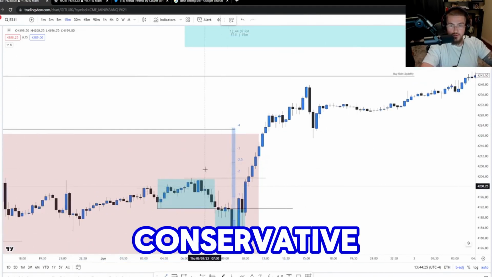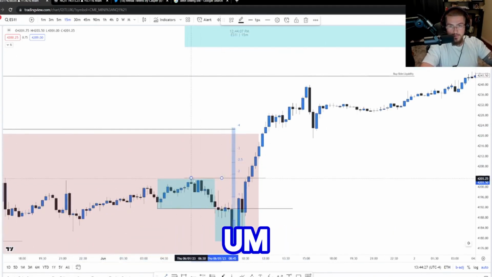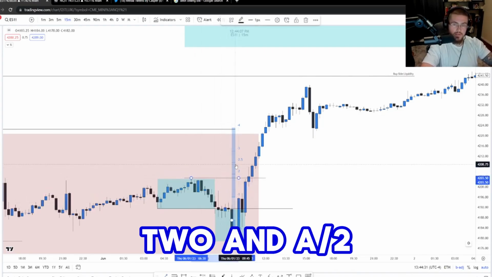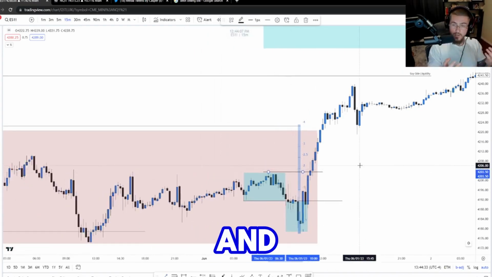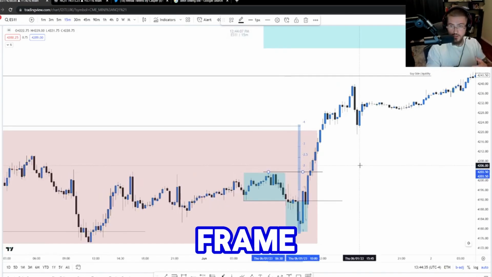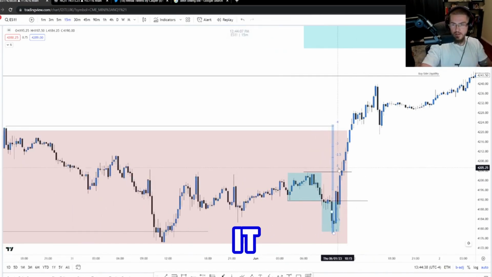For a more conservative approach, you would just target the highs of the little accumulation before, or any other areas around that 2 to 2.5 standard deviation range. And you can also just use lower time frame structure to do this. But this is how I would do it.